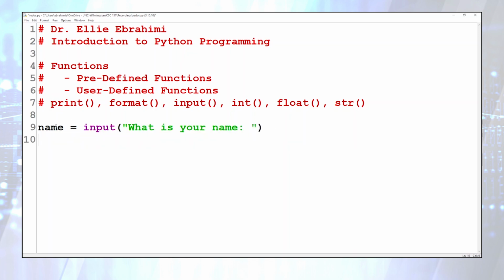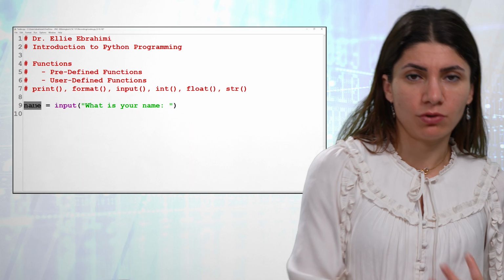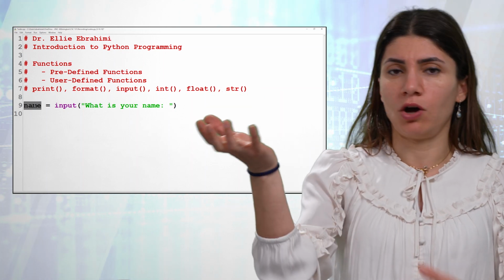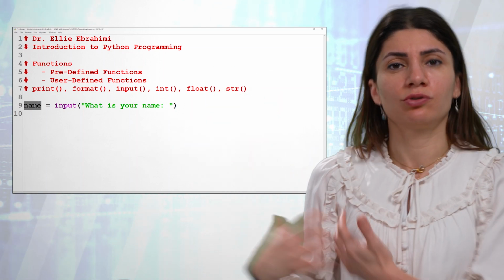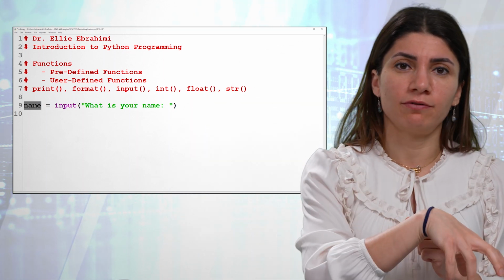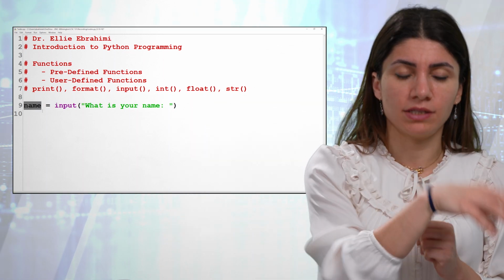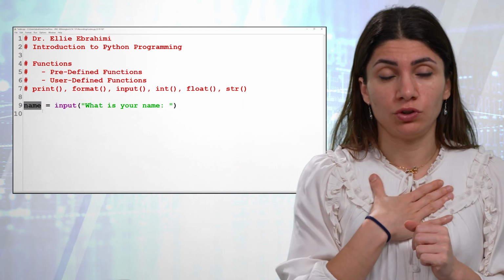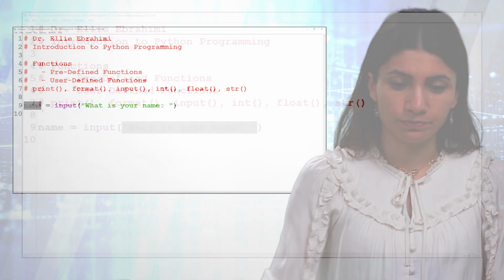Okay, so what I have so far is I'm getting an input from the user, and I'm storing that information in a variable. I created a safe, or a box, or a place to store my information, and I'm getting an input from the user and storing it in that box. I'm placing it there so I can use it later on in my code.